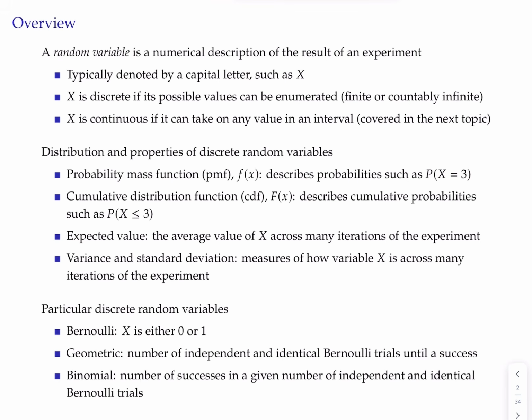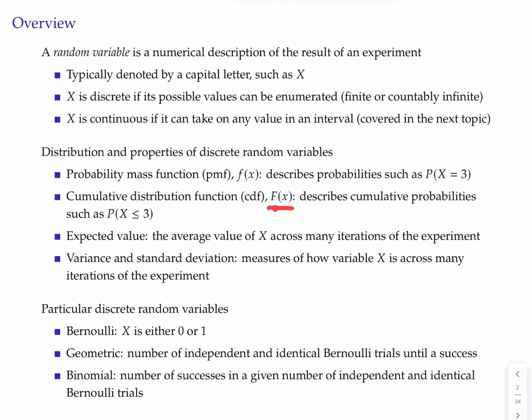We will focus here on the PMF and CDF of a discrete random variable. So the PMF is a probability mass function. It describes probabilities like the probability that our random variable is equal to 3, equal to some particular value. This is an example of a probability mass. The PMF is denoted lowercase f of x.